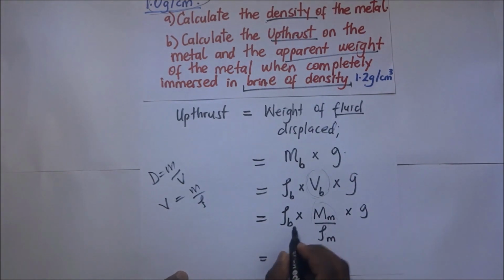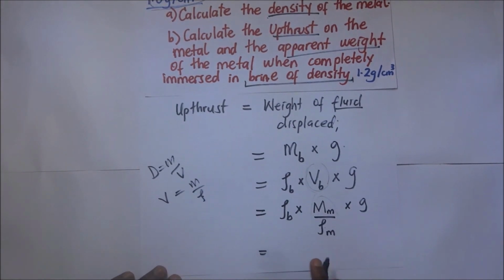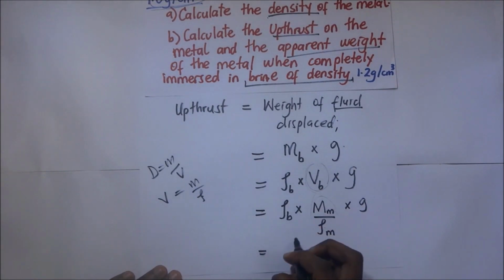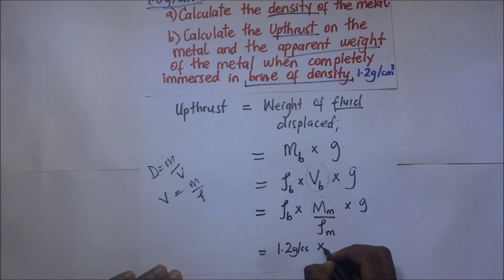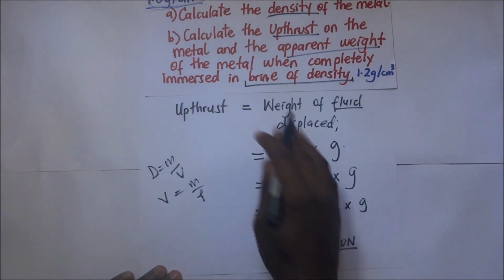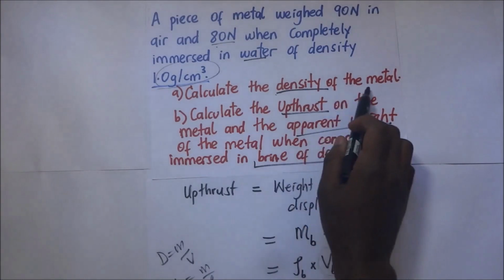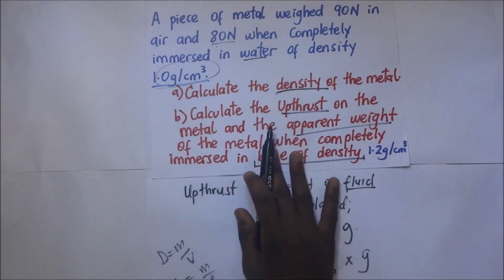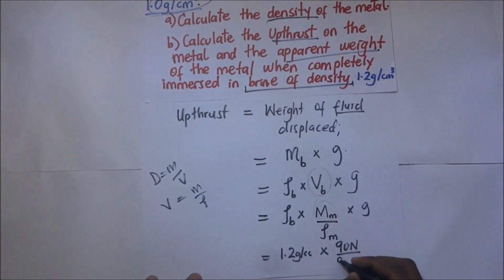So we shall go ahead here and fill in the figures now. This is going to give us the density of the brine, which is 1.2 grams per cc. Multiply that by the mass of the metal, in this case 90 newtons. Divide that by the density of the metal. Now the density of the metal, of course, we got in part A of the question. In part A, we got the density of the metal as 9 grams per cc. So this is going to become 9 grams per cc.